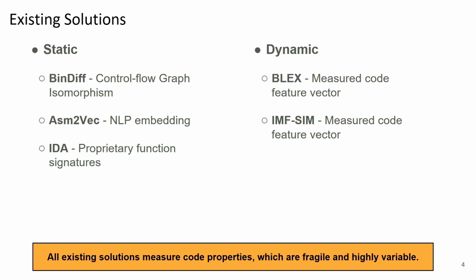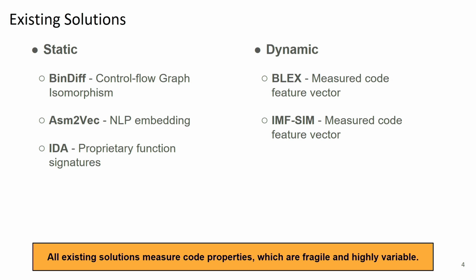Current solutions can be broadly divided up into two groups: static and dynamic. Static binary identifiers just look at the binary itself without executing any code. For example, bindiff and ASM2vec both analyze the actual binary. Bindiff computes a control flow graph isomorphism to compare two functions, and ASM2vec uses natural language processing techniques to identify similar functions.